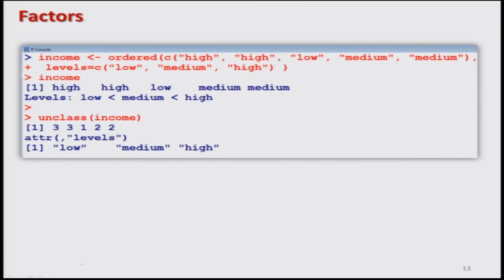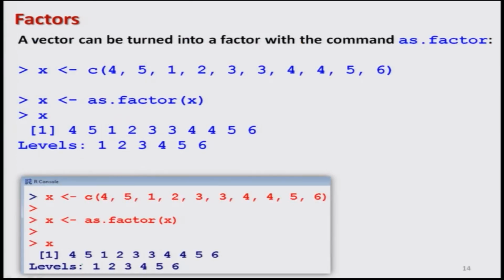So, here is the output in the form of a screenshot. And now we come to the last topic of this lecture. Suppose I want to convert a vector into a factor, then we have a command as dot factor. This is a function which can be used to convert a vector into a factor.